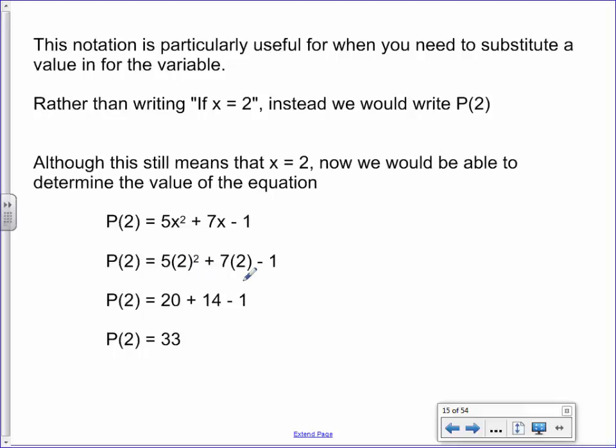You guys see how this is working here? Right? Essentially, wherever you had an x, just put a 2 in, right? So this is a bit of a shorthand notation to let us know what value we want to plug in. If I then asked you for P of 3, all you do is go 5 times 3 squared plus 7 times 3 minus 1. That's all. It's a short way of letting us know what number we're going to plug in. That's all.